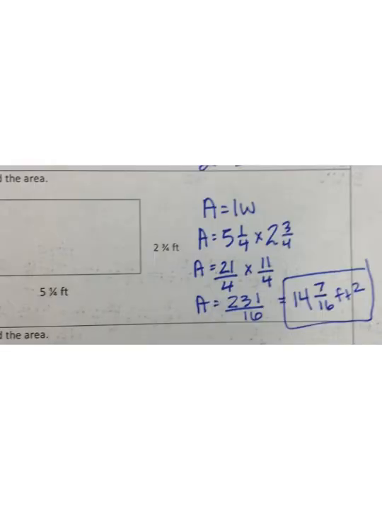Number 4, find the area. The formula for area of a rectangle is length times width. So I substituted my values, 5 1/4 times 2 3/4. Since we're working with mixed numbers, you have to change them to improper fractions first, and then write your answer as a mixed number.